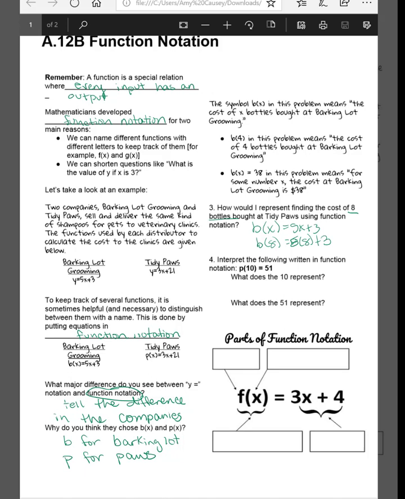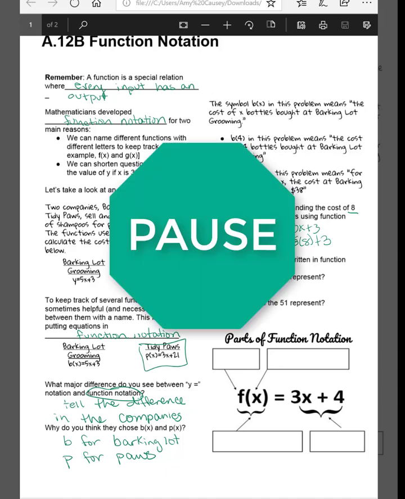Interpret the following written in function notation. P of 10 equals 51. Go back to the Tidy Paws function notation. P of x equals 3x plus 21. What does the 10 represent? Press pause now to write down your answer.